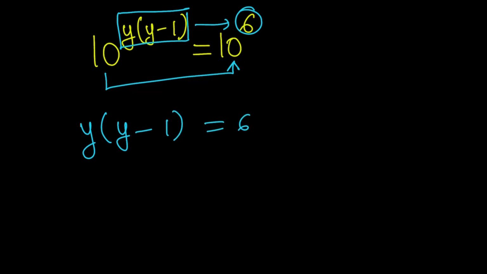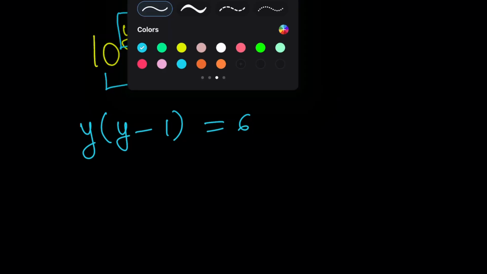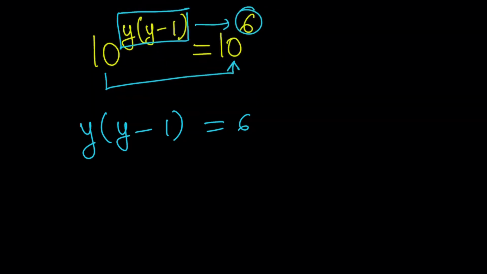Now is a good time to distribute, or if you don't want to distribute, you can also think about it this way. Can I find two consecutive integers whose product is 6? And the answer is yes, definitely. Those are 2 and 3. Which one is larger? This one is larger, so this should be a 3, and this should be a 2.